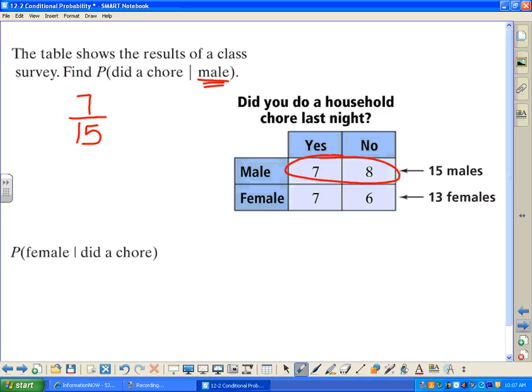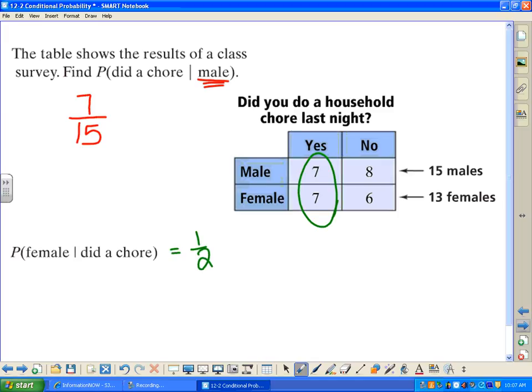So this next one says, find the probability that it's a female given that they did a chore. Now this time on my chart, I'm not looking at the entire sample space. I'm only looking at the part that did a chore. Do you see where the people did a chore up here? It's that yes column, isn't it? The yes column is the did a chore column. So if you only look at that, what's the probability that you pick a female? 1/2. 7 out of 14 or 1/2.